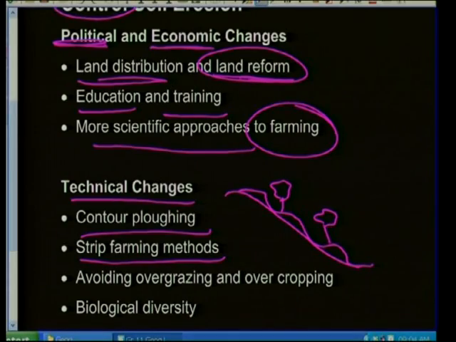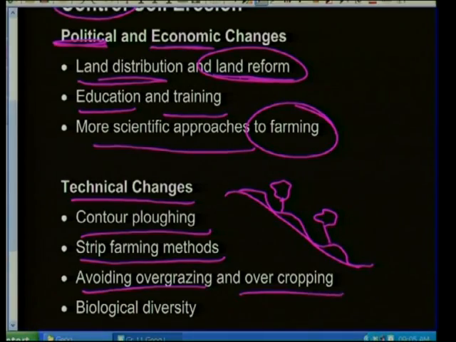Strip farming methods, especially where there is a monoculture, we must ensure that we break up the different types of crops by strip farming. Strip farming simply means planting of different types of crops in between the main crops.